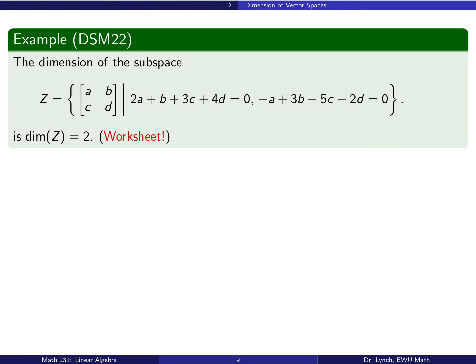Here's one I'll let you work out. Let's go ahead and find the dimension of the subspace of 2 by 2 matrices defined by these two conditions. Okay, so I'll let you work this out on the worksheet. And what you should find is that the dimension of this subspace is 2. Okay, and the way you do that is by constructing a basis for this subspace.